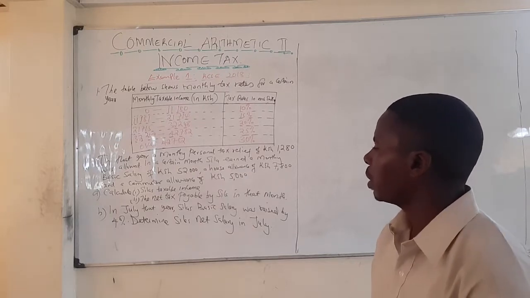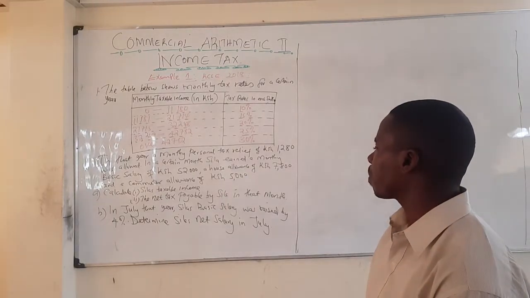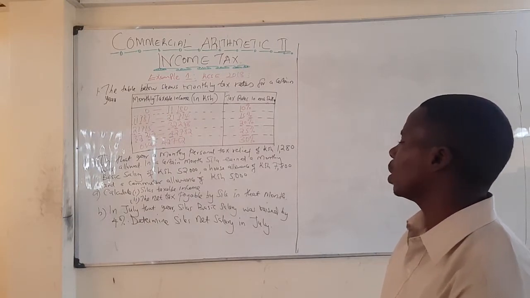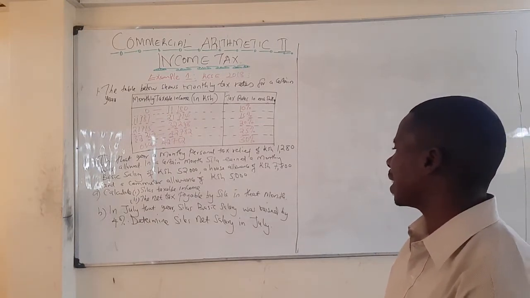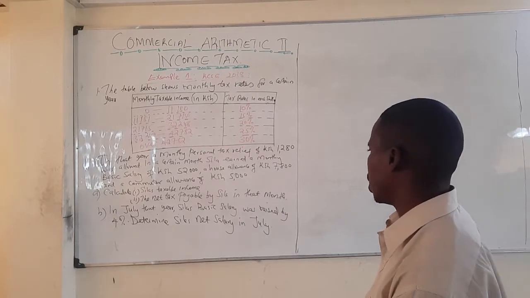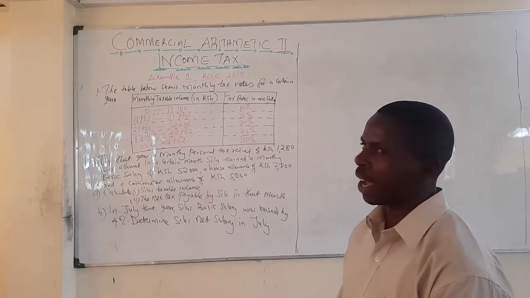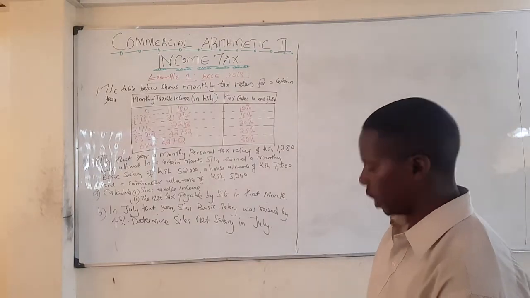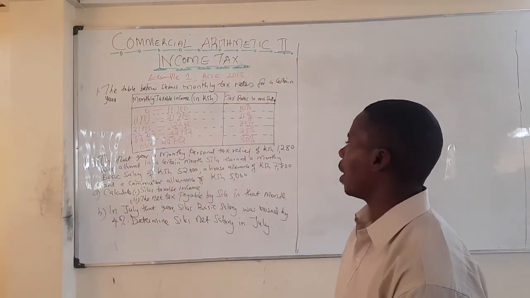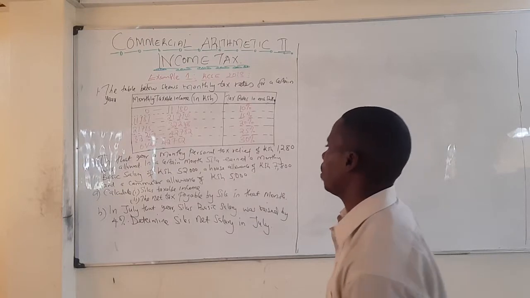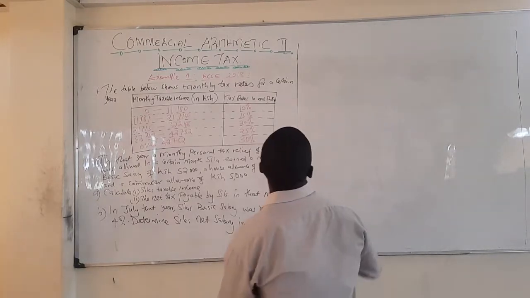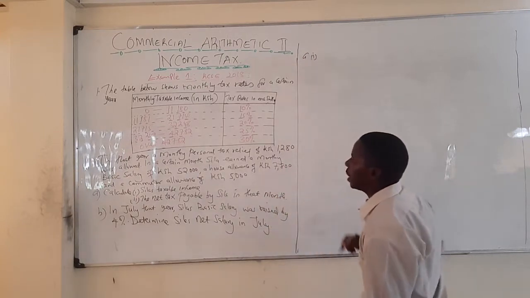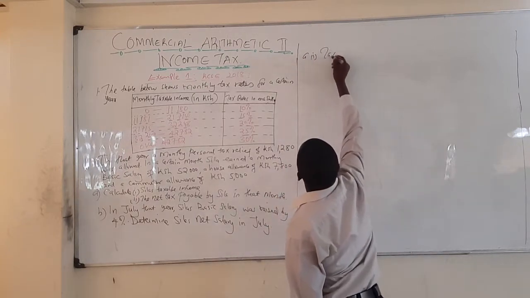Then part B of the question says that in July that year, Sailors' basic salary was raised by 4%. You have to determine Sailors' net salary in July. So let's start with part A. Part 1 of A, the taxable income.